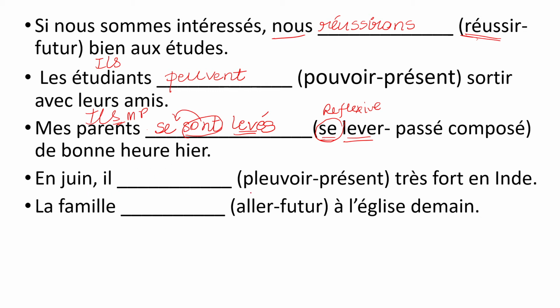Un joint il dash. You have to put pleuvoir in the present. Pleuvoir is the impersonal verb which means to rain. It is irregular, so you have to learn it by heart. It is il pleut, P-L-E-U-T.